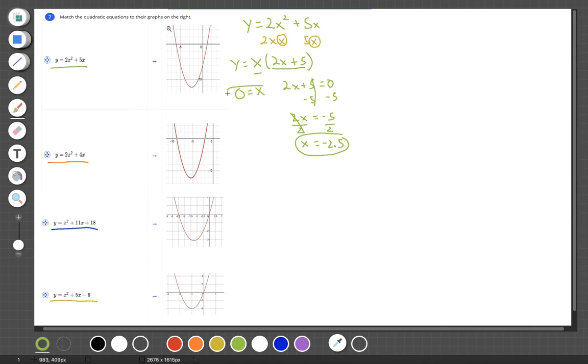And so then, which graph goes with that? Well, let's see. We need a zero of 0 and a zero of negative 2.5. I notice that this graph right here has a zero here and a zero at negative 2.5. So this one would match this one. So if you haven't done that, go and check these next three. Try them first and see if you can finish matching them. And then you can come back here and I'll show you which one goes with which.